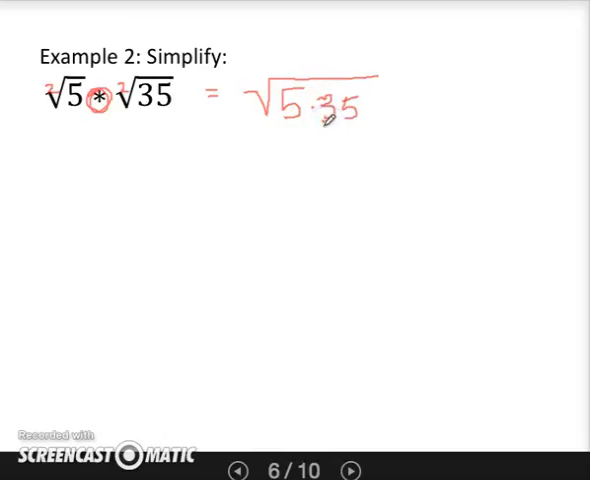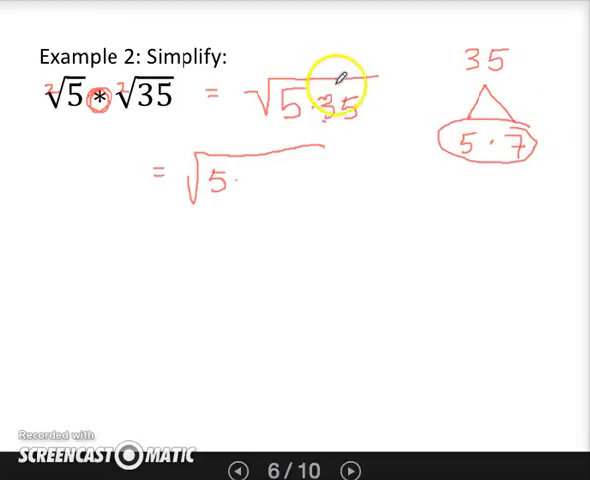Now we have 5 times 35. Okay, 35 is a number that is not broken down into prime factors. So let's make a factor tree. 35 is 5 times 7, and those are prime factors. So we're going to rewrite the expression under the radical sign as 5 times 35, which is the same as 5 times 5 times 7.